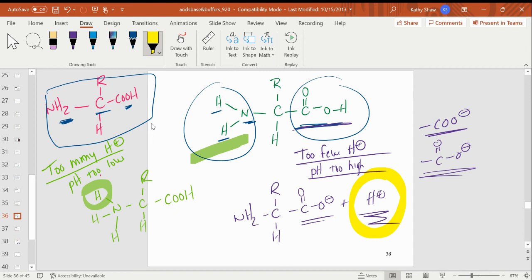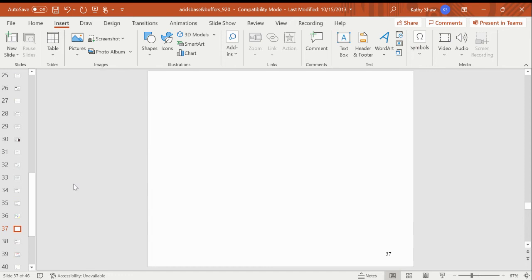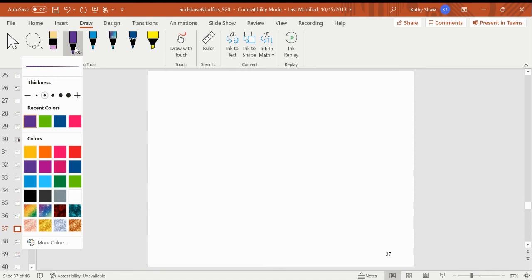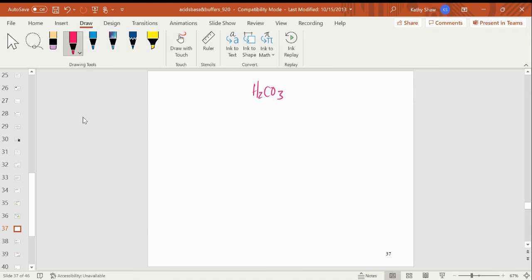Okay, so now let's talk about carbonic acid and bicarbonate. And I'm just going to draw and finish the PowerPoint drawing. So the chemical formula for carbonic acid is H2CO3. And it can dissociate a couple different ways. It can dissociate into the hydrogen ion and bicarbonate ion, or it can dissociate into carbon dioxide and water.